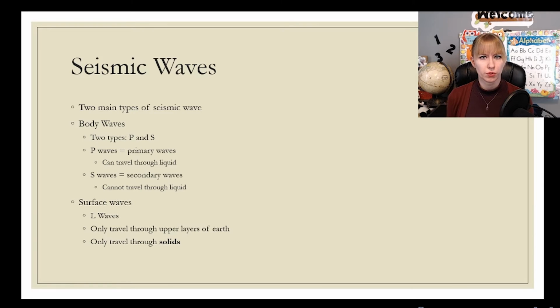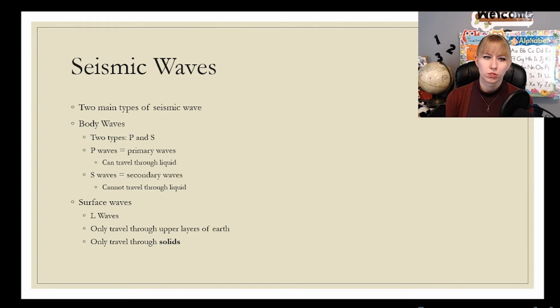So from these earthquakes I mentioned earlier, we have seismic waves that are generated. Two main types of seismic wave that we're going to talk about here are body waves and surface waves. Body waves can be broken down into two types. You have the P wave and the S wave. P waves are also known as primary waves, and they can travel through solids and liquids. S waves, or secondary waves, cannot travel through liquid, thus they show up second.